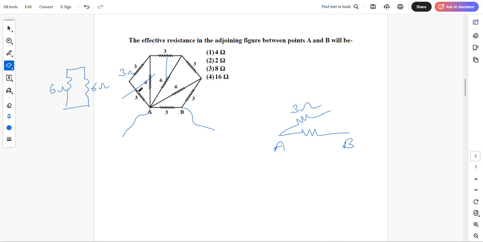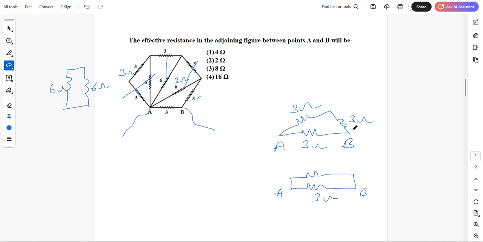3 and 3 is 6, in parallel with 6 gives 3 ohm. This 3 ohm is already there and this 3 ohm is already there here. So all of this has become 3 ohm. Already 3 ohm is here, and this is 3 ohm. What about this? These two are in series, right? Okay, this is A and this is B.